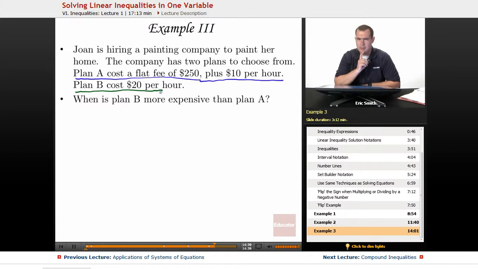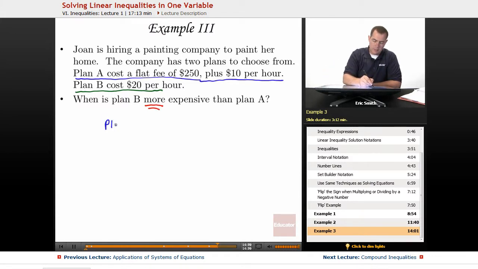Now pause for a moment and think, why would we be using an inequality here? Why don't I just set up an equation? Well, what I'm really looking for is not one specific time, but all times when Plan B will be more expensive. So it makes a little bit more sense to go ahead and set up an inequality for this word problem.